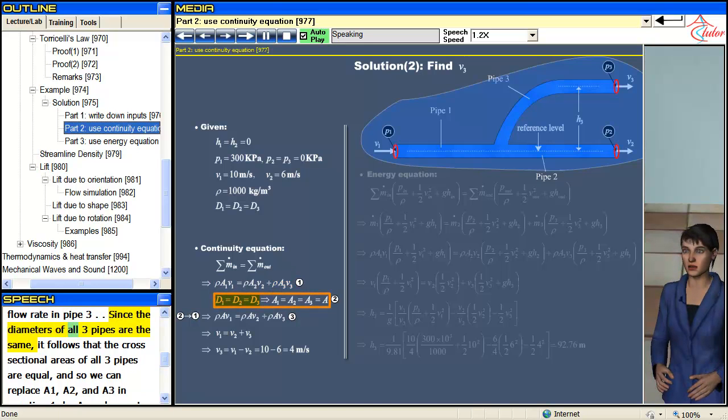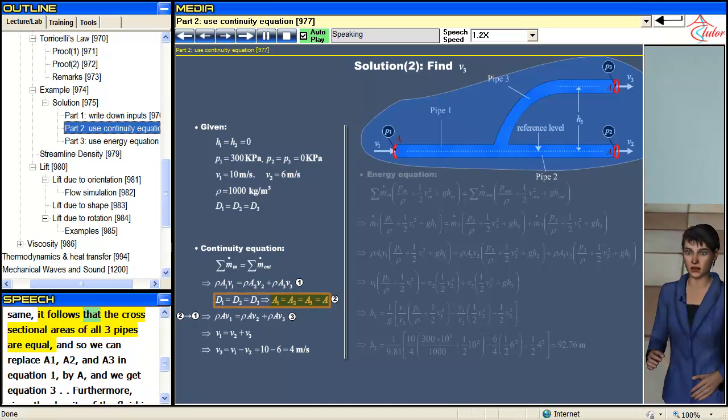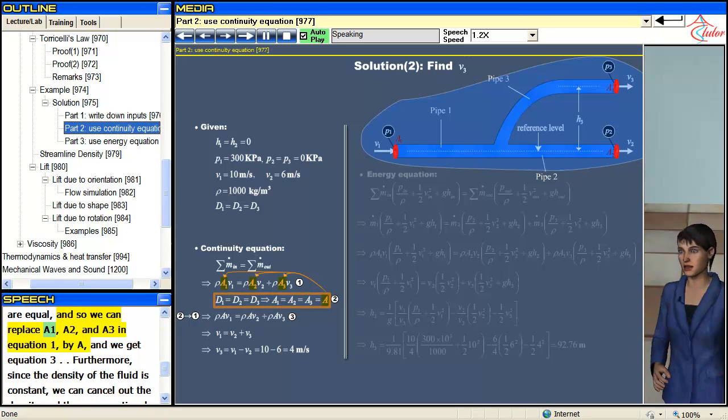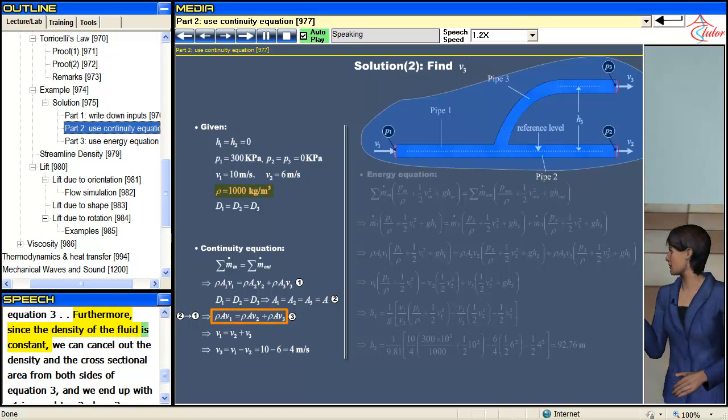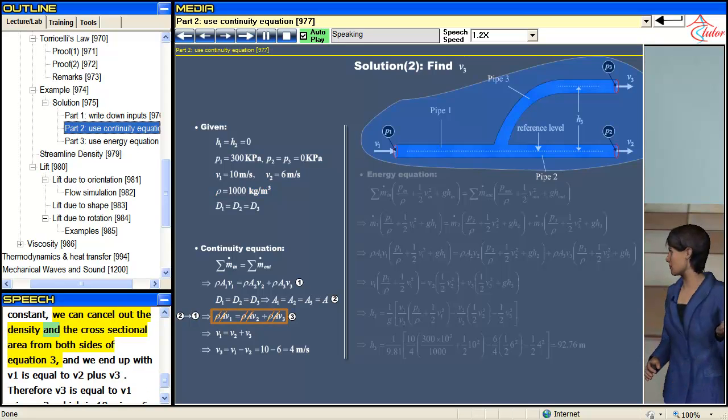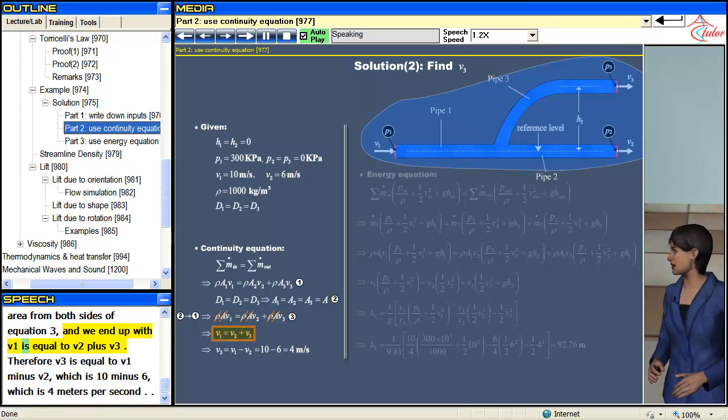Since the diameters of all three pipes are the same, it follows that the cross-sectional areas of all three pipes are equal, and so we can replace A1, A2, and A3 in equation 1 by A, and we get equation 3. Furthermore, since the density of the fluid is constant, we can cancel out the density and the cross-sectional area from both sides of equation 3, and we end up with V1 is equal to V2 plus V3. Therefore V3 is equal to V1 minus V2, which is 10 minus 6, which is 4 meters per second.